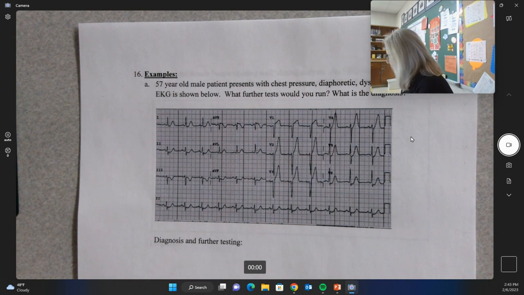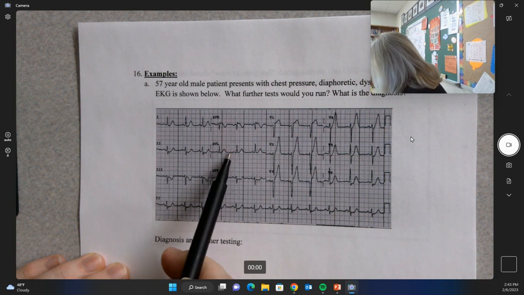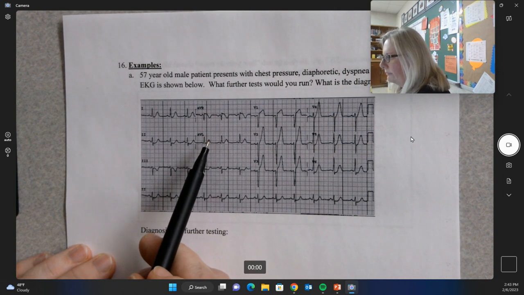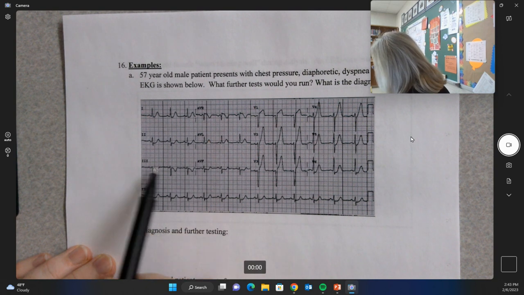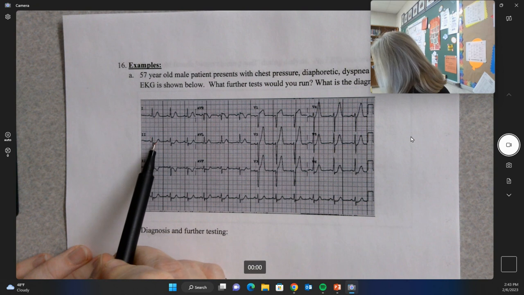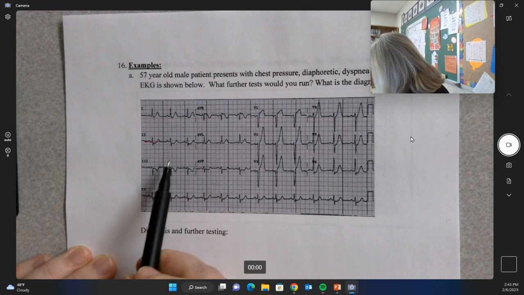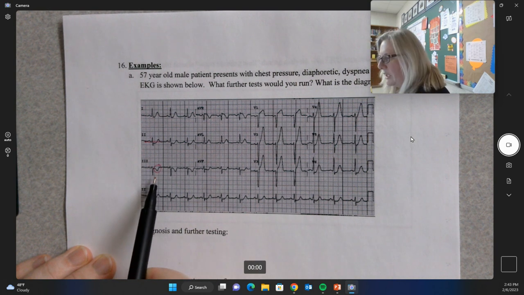So we're looking at this, right? And I'm looking at 1 and AVL, and I don't really see any changes in 1 and AVL. Nope, no changes. So don't worry about that. I'm going to look at 2, 3, and AVF because those go together. This looks like it might be a little bit depressed here because my isoelectric line is here and it's a little bit depressed. Here I definitely have a change. There's a T-wave inversion.